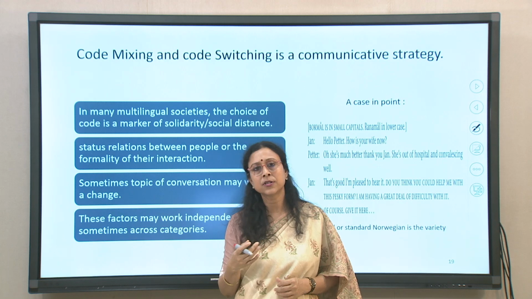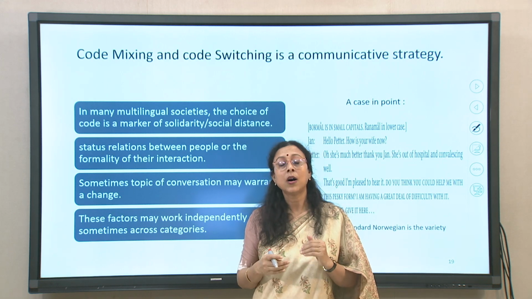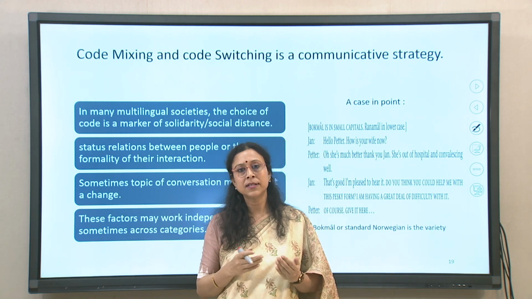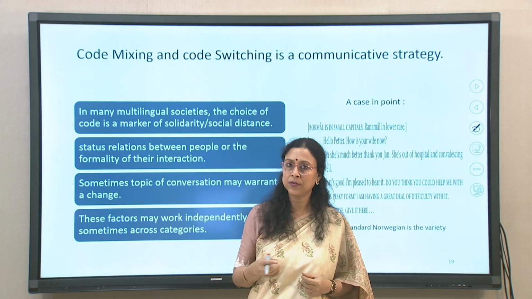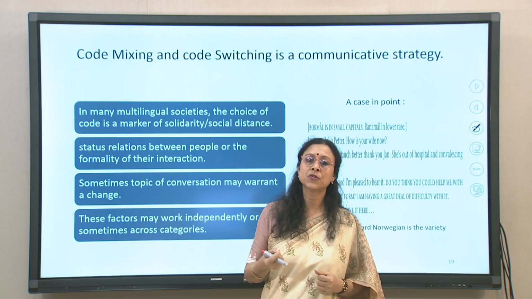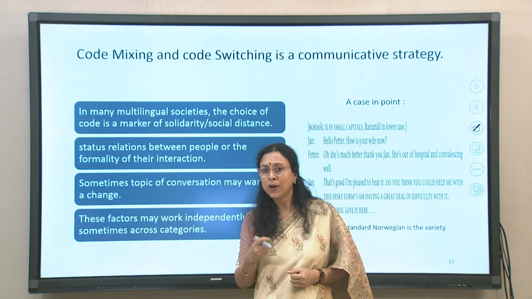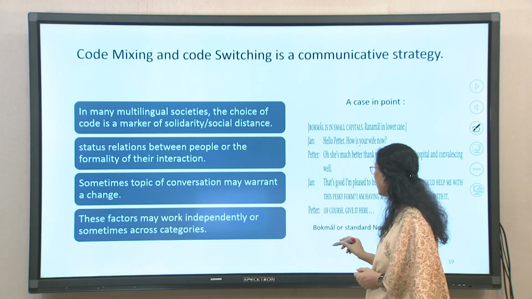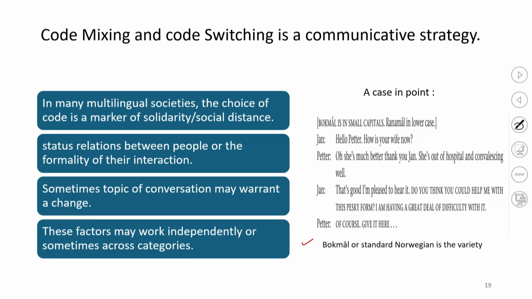We saw that social variables and cultural variables often interact with bilingualism, the way which code you use, which language you use, and so on. So, one of those outcomes will be using code mixing or code switching as a communicative strategy. One very interesting example has been given by Janet Holmes in her book. In many multilingual societies, a choice of code is a marker for solidarity or status, social distance, right. So, status relations between people or the formality of the interaction.